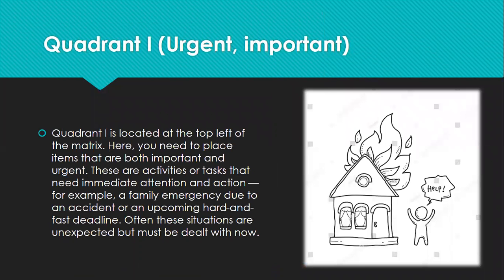So quadrant one, urgent and important tasks. If you look at the picture, you can see a person whose house is on fire. He has to deal with this problem right now, and it is extremely important, or he will have no place to live.